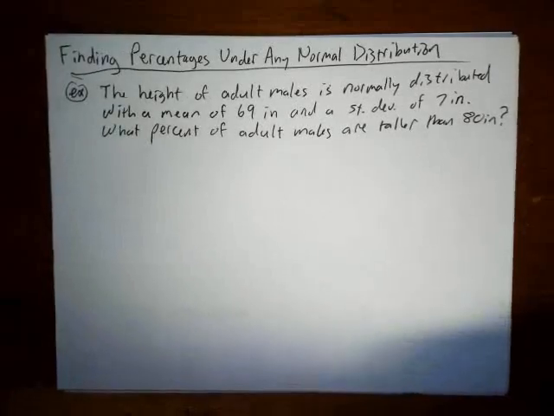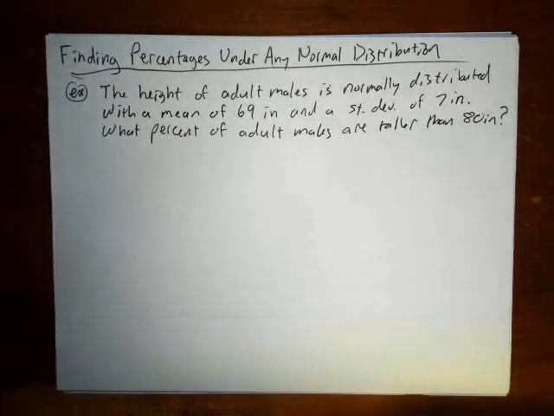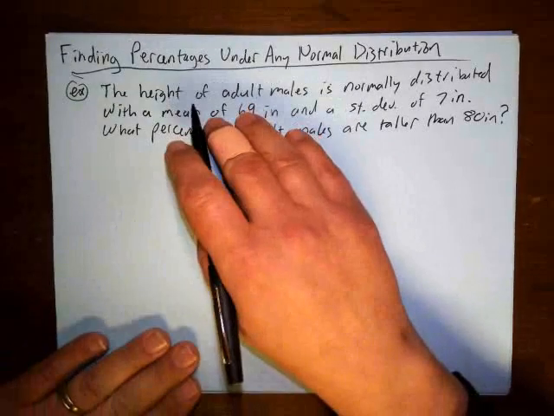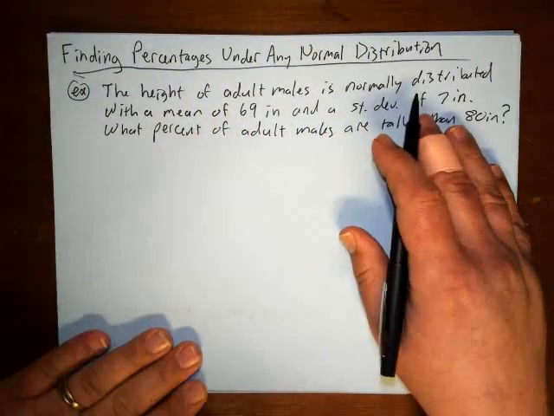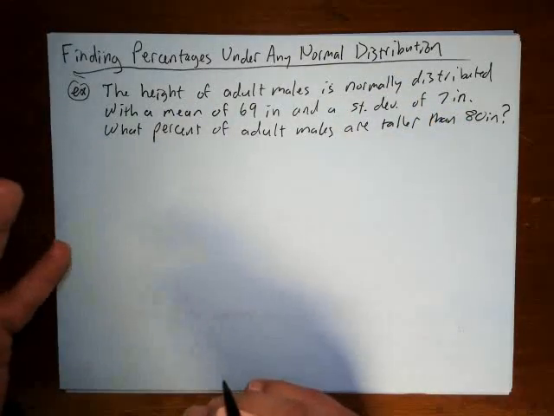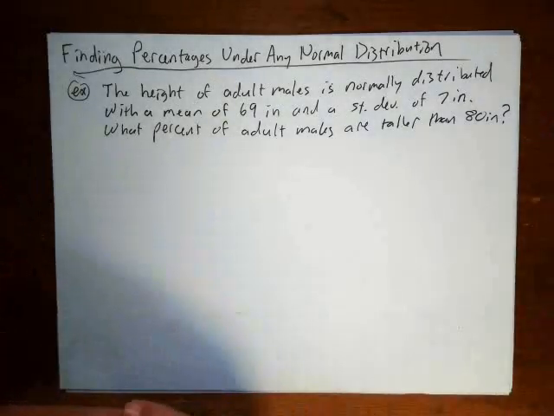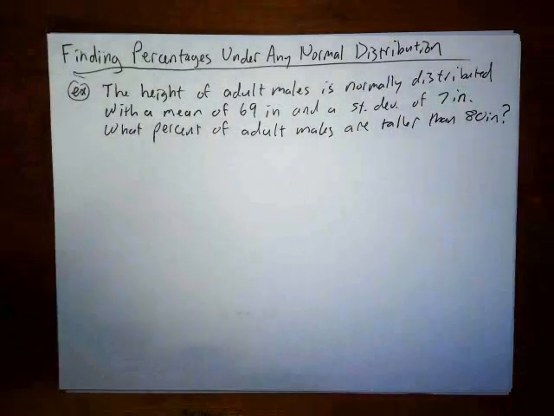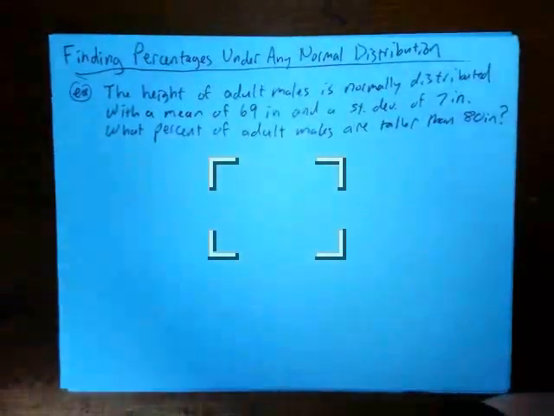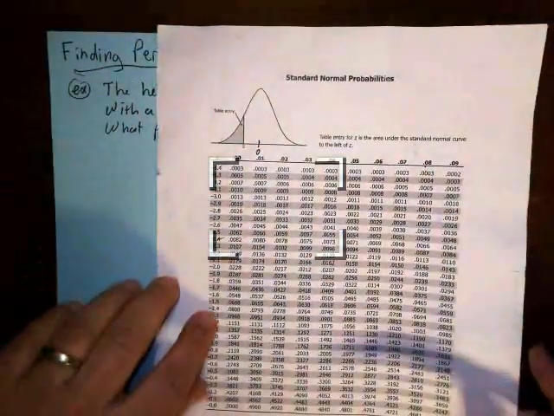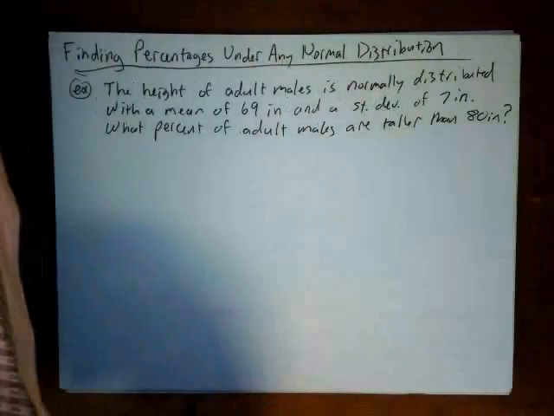We are now going to learn how to use the standard normal table to find percentages under any normal distribution. To do this, we're going to put together what we learned about the z-score with the standard normal table, and then using those together, we're going to be able to apply the standard normal table to any normal distribution. So let me grab my standard normal table here. Remember, these have z-scores, so you look up z-scores on this table.